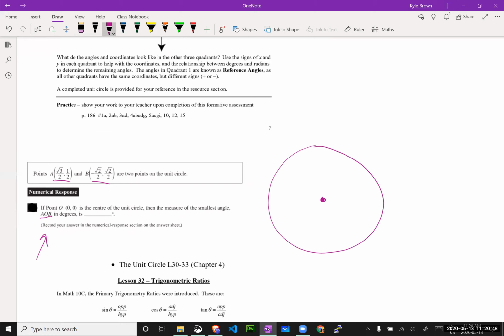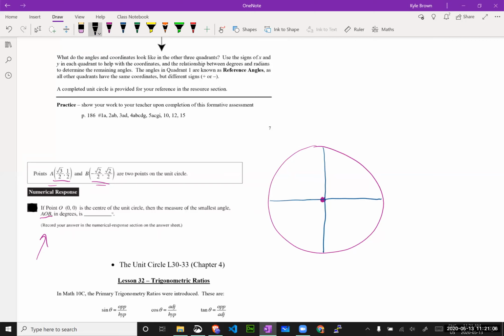And they told us that we have the point 0, 0 as the center. And then we've got point A and point B. So let's actually just roughly put those where they belong. Maybe let's make our axes here too so we can get our bearings.